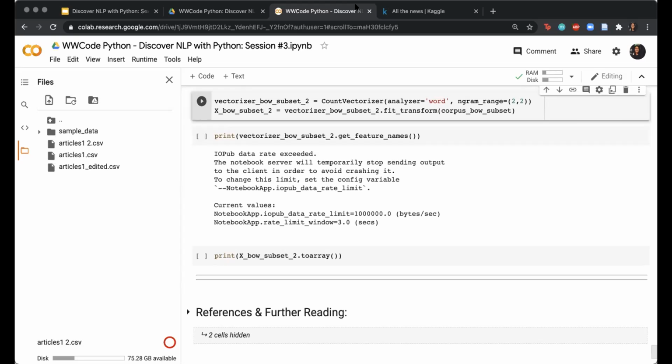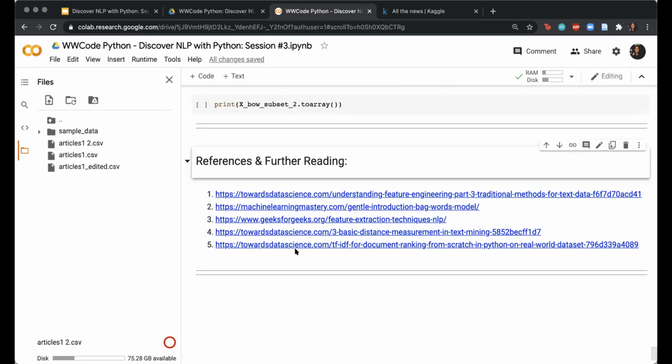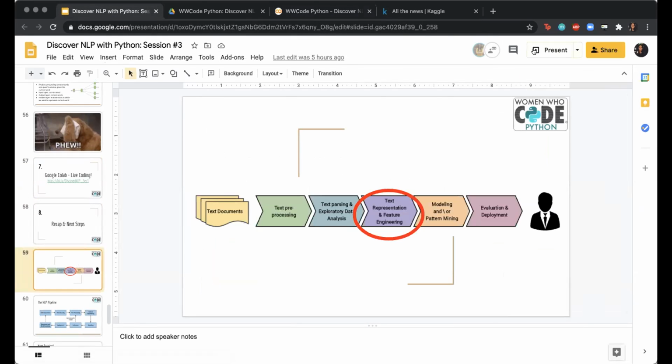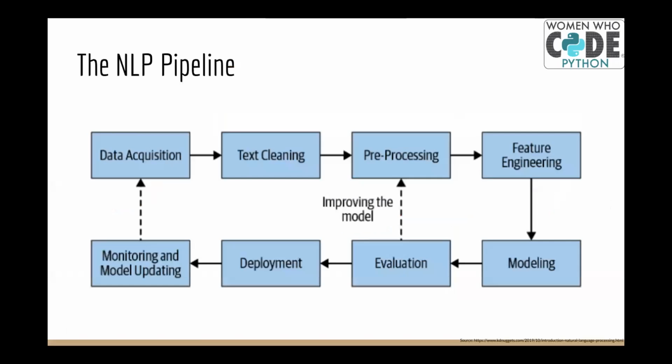So that's all for now. You have seen how bag of words and TF-IDF work. For references and further reading, we have put an additional cell here, so you can refer to these resources present in this cell to dive deeper into the concepts. That's all for the coding part today. So today we learned about text representation and feature engineering, and in the coming sessions we are going to talk about modeling. Till now we have processed the data, and in the next session we are going to see how to pass that to the real algorithm and how to make predictions.